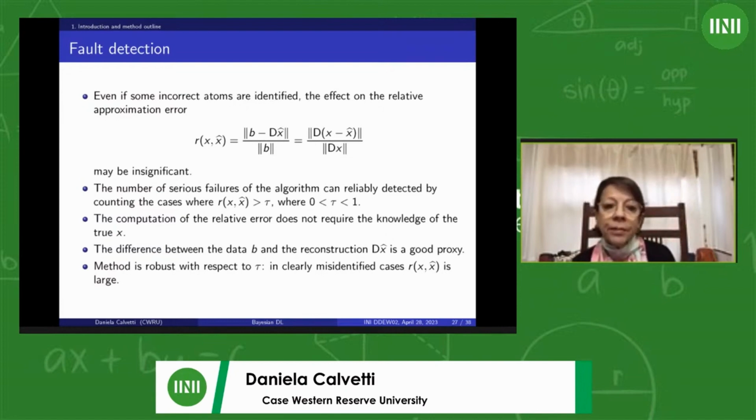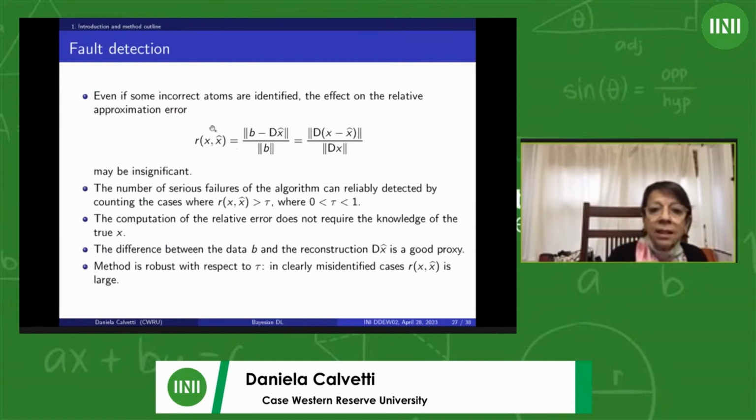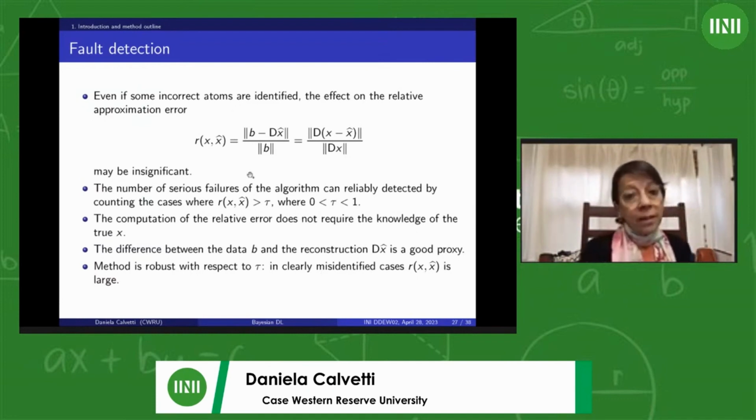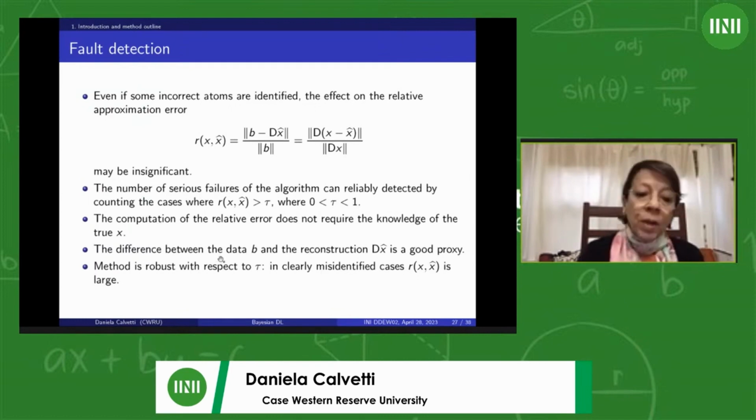And what is nice is that one can actually monitor serious failures of the algorithm, because when it really fails, then this indicator here becomes large. And this can be computed without knowing X. So one can look at the performance using this as a proxy for the error without knowing X. And so this was quite nice.